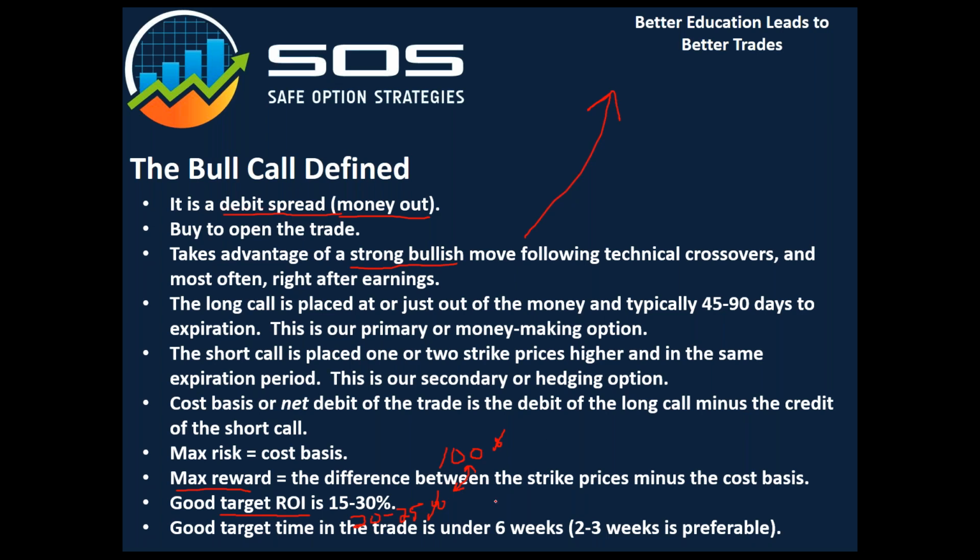That's ideal. We need to go into the trade with the expectation that we'll be in for 6 weeks or less. And if we're in a bull call spread for anything more than 6 weeks, I guarantee you we have adjusted that trade. The only way we're ever going to be in that trade for more than 6 weeks is if we're adjusting that trade.